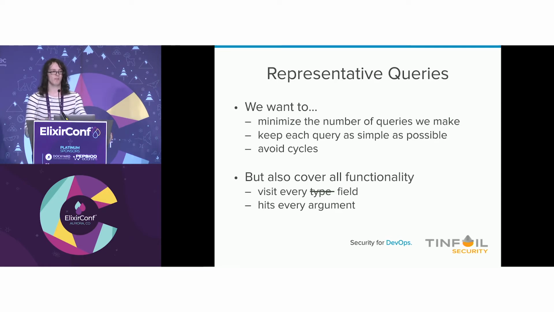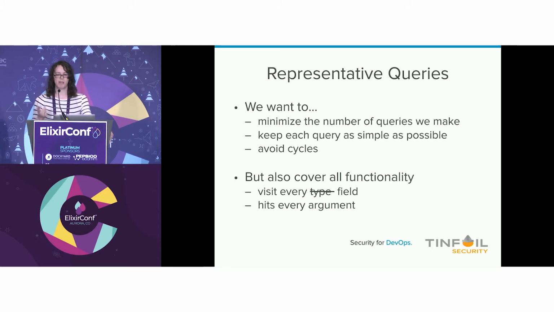So what do I mean by representative queries? Basically, first off, there are going to be a set of queries that cover all the functionality in the API. So we visit every field, and we hit every argument that the API can accept. You notice we're visiting every field, not every type. The reason for this is that in GraphQL, resolvers run on fields themselves. So there may be more than one way to reach a given type that may have different authorization logic and so on. So we care about the fields, not the types.